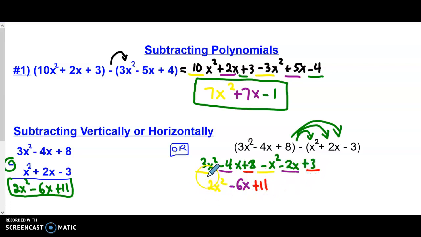So again, if you compare this answer to the one across from it, they're the same thing because you did the same problem but 2 different ways, vertically or horizontally. So it doesn't matter which way you use, just be very careful with subtraction. Do not forget to distribute the negative everywhere in the second parenthesis. Here I did it when I rewrote it. Here I was doing it as I was subtracting one term at a time.